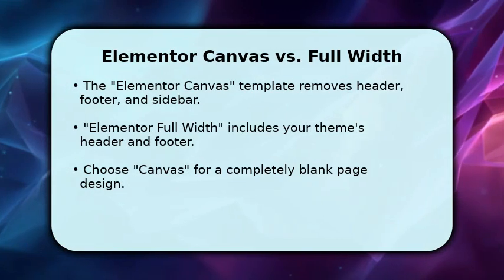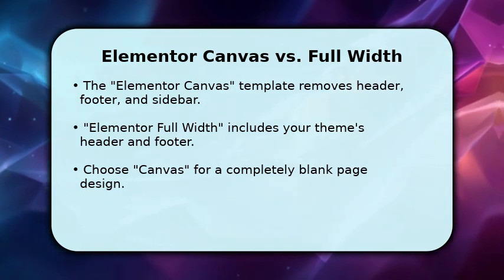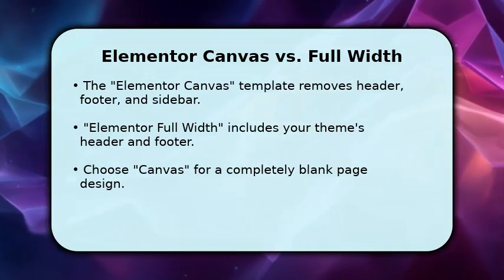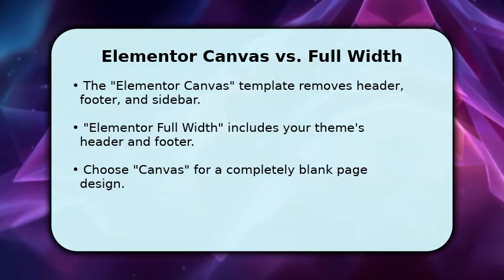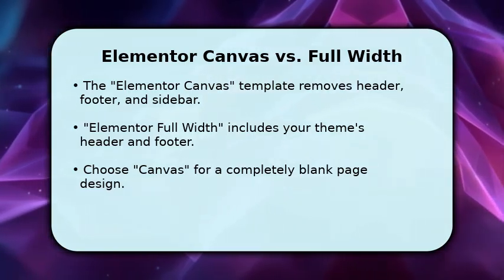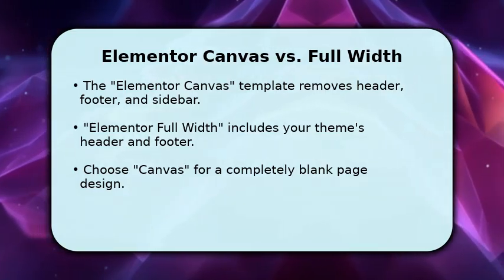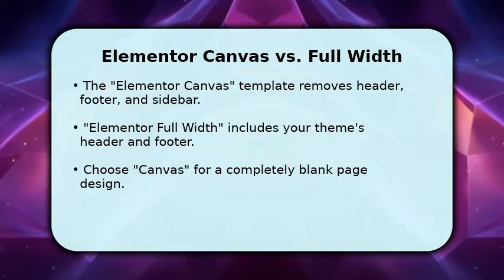It is important to understand the difference between Elementor full width and Elementor canvas. The full width option expands your content to the edges of the screen while still retaining your website's header and footer. Conversely, Elementor canvas provides a completely blank slate, removing all theme elements, including the header and footer. This gives you total design freedom for landing pages or custom sections.